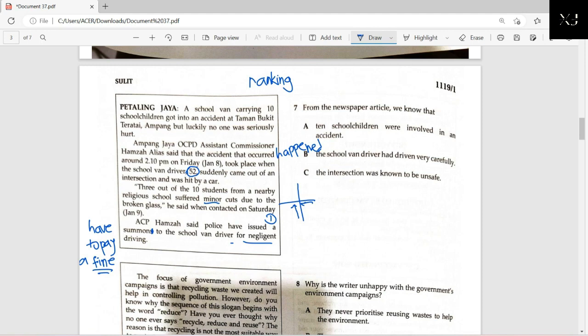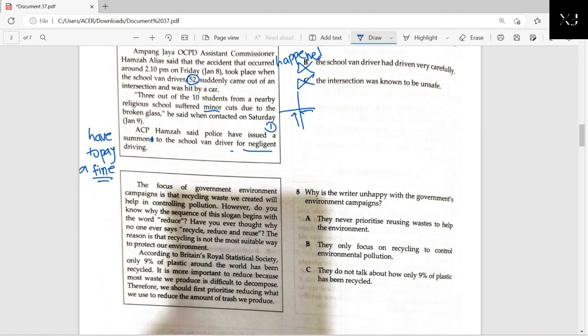Okay, so number 7, from the newspaper article, we know that 10 school children were involved in an accident. The school driver had driven very carefully. That's wrong. If he had driven carefully, he wouldn't have been summoned for negligent driving. The intersection was known to be unsafe. Okay, it did not say that. So the answer is A. There are 10 children who are involved, but 3 suffered minor injuries.